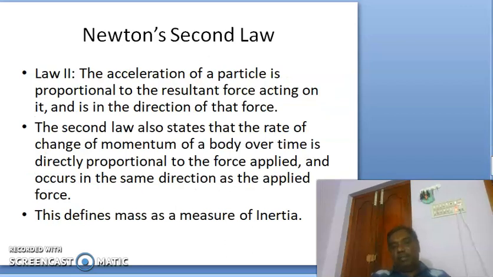Newton's second law. The acceleration of a particle is proportional to the resultant force acting on it and is in the direction of that force. So that is Newton's second law. The second law also states that the rate of change of momentum of a body over time is directly proportional to the force applied, and it occurs in the same direction as the applied force. So this defines mass as a measure of inertia.